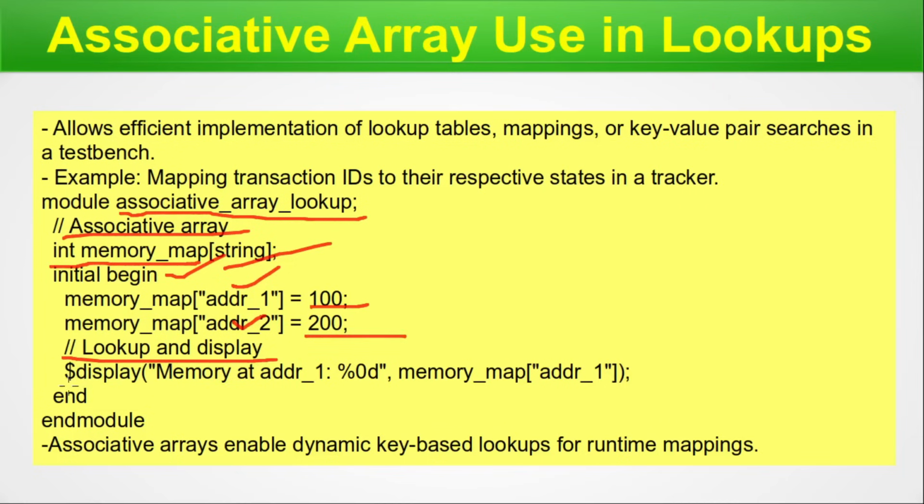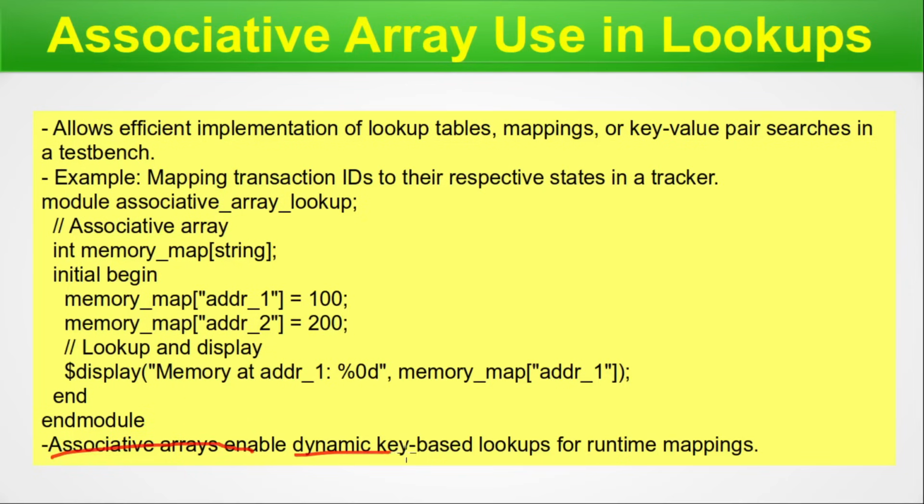So now we will print using the display command, and here at memory address 1, that is address 1, we have the value which we get using the lookup. That means here we are getting the value which we have stored here, and we end the initial and end the module here. This is a very simplistic example. In real time, this could be dynamically created and dynamically accessed.